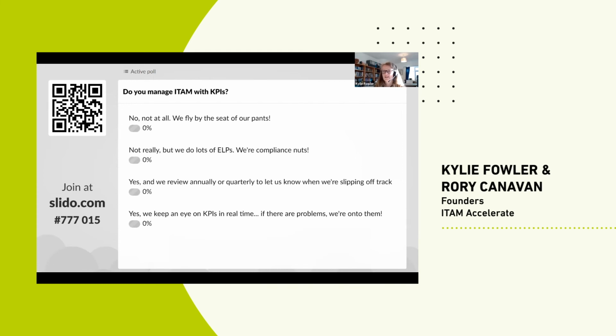So the first option is no, not at all. We fly by the seat of our pants. Not really, but we do lots of ELPs. The next option is yes, and we review our KPIs annually or quarterly to let us know when we're slipping off track. Or yes, we keep an eye on KPIs in real time. If there are problems, we're on to them. So let us know which of these four options is how you work in your organization.